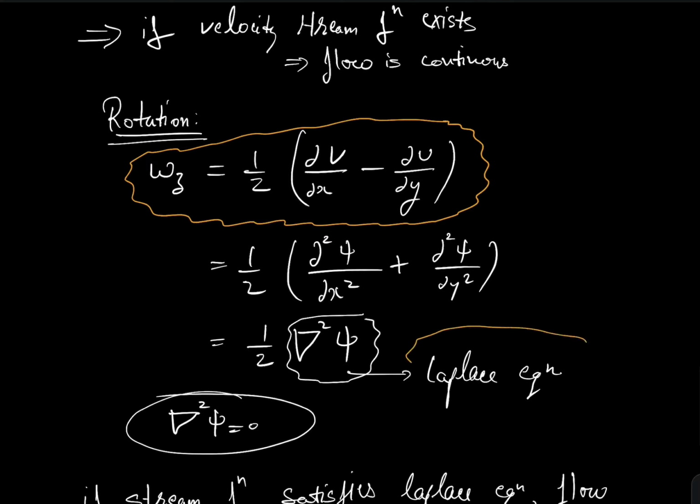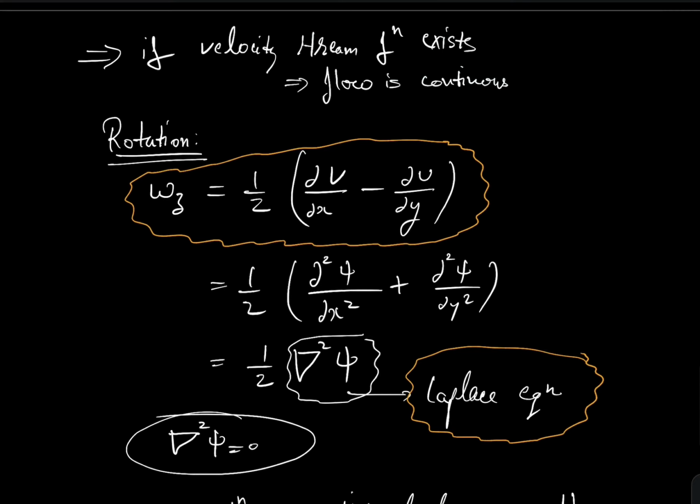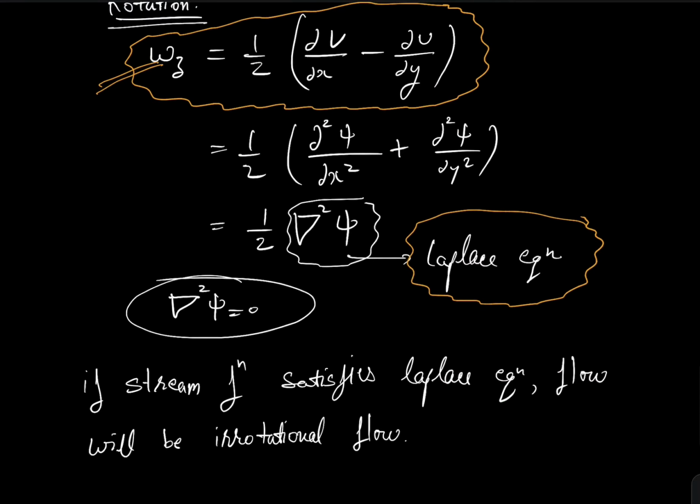Now this is what the Laplace equation says: del square psi is equal to 0, right? So I can say if my flow is irrotational, then this thing should be equal to 0. wz is equal to 0 if my flow is irrotational flow. So I can say that if my stream function satisfies Laplace equation, then the flow will be an irrotational flow. If my velocity stream function is not satisfying Laplace equation, the flow will be a rotational flow. If it is satisfying Laplace equation, it will be an irrotational flow, right?